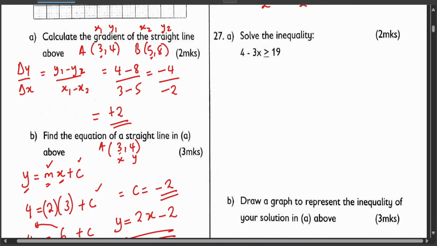Question 27, solve the inequality. The same case. So 4 minus 3x greater or equal to 19. Collect the like terms maybe.